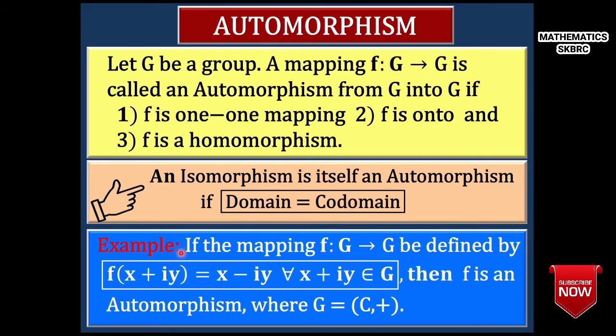Example for automorphism. A mapping f from G to G is defined by f of x plus iy is equal to x minus iy for all x plus iy belonging to G. Then f is an automorphism where G is equal to C plus, that is, the set of complex numbers with respect to addition.